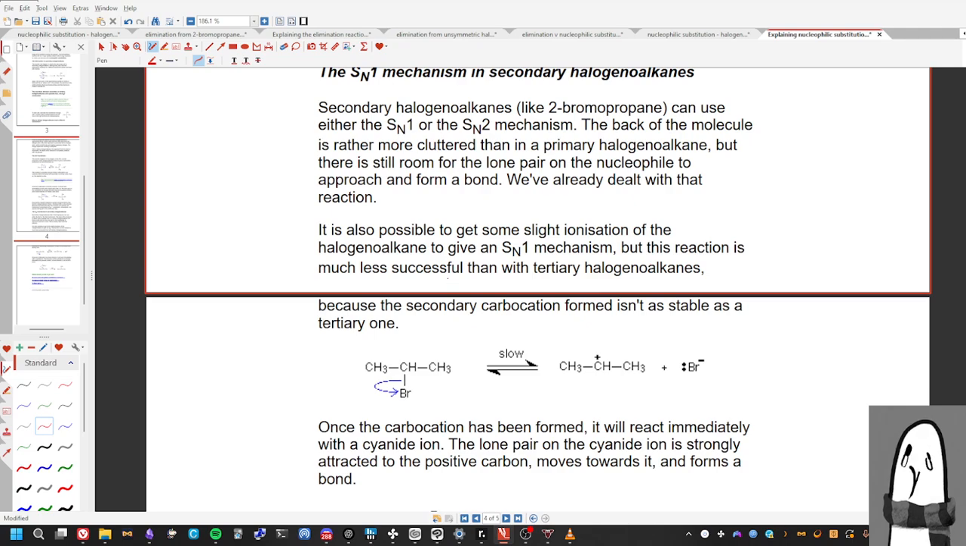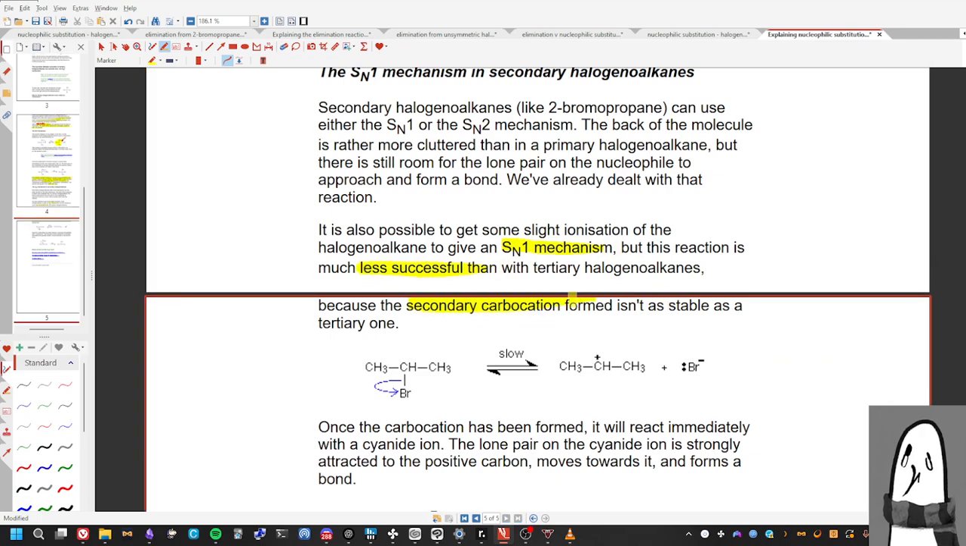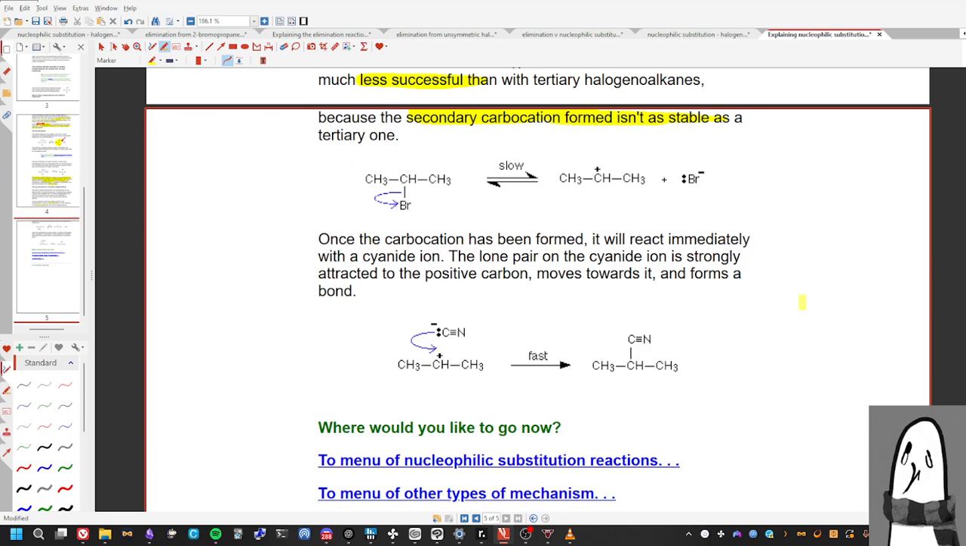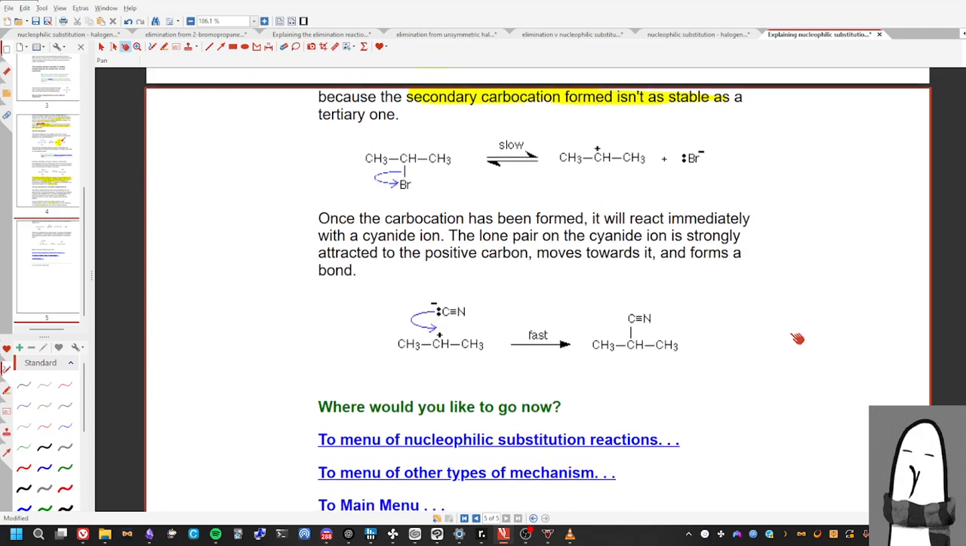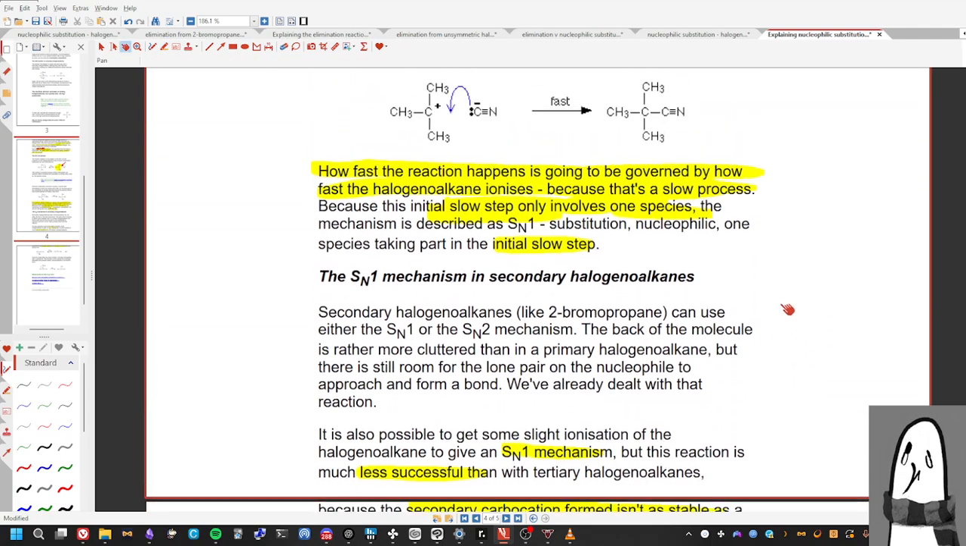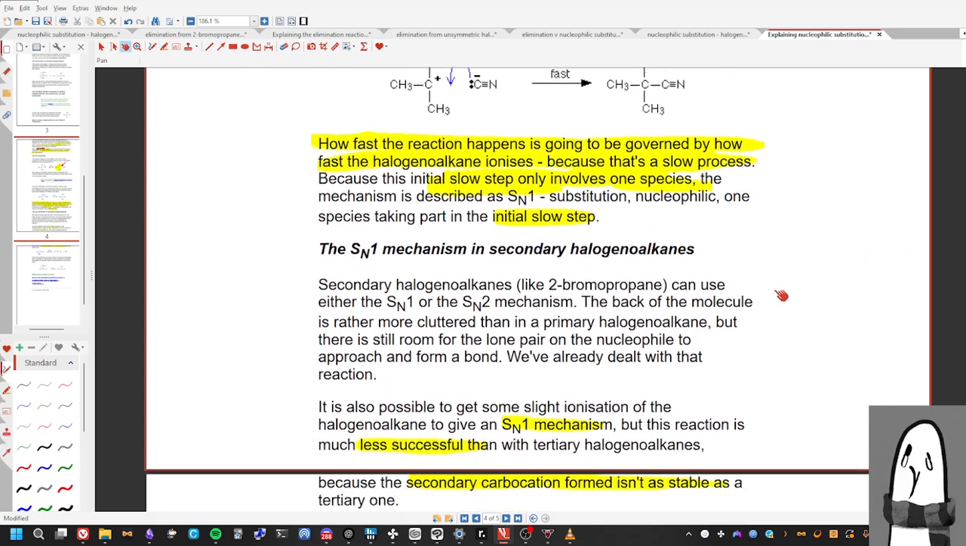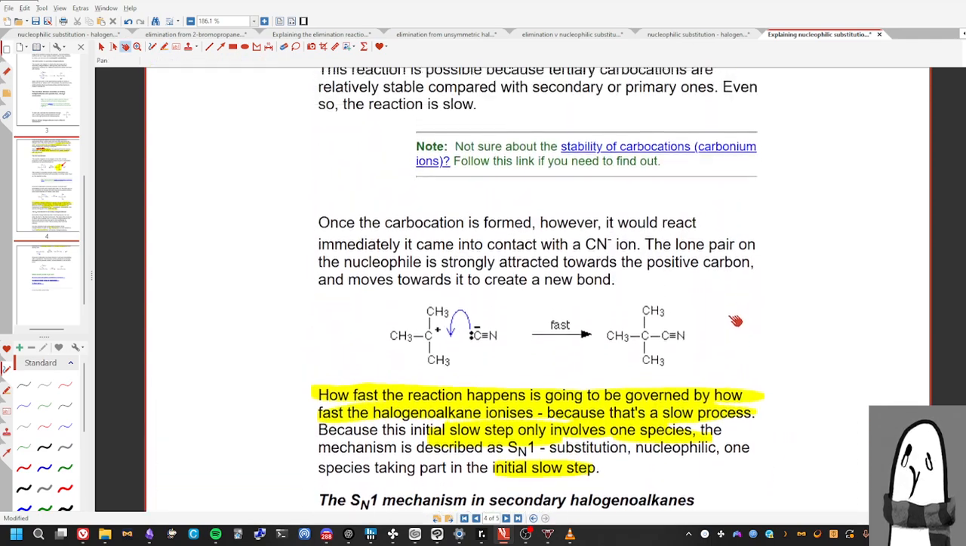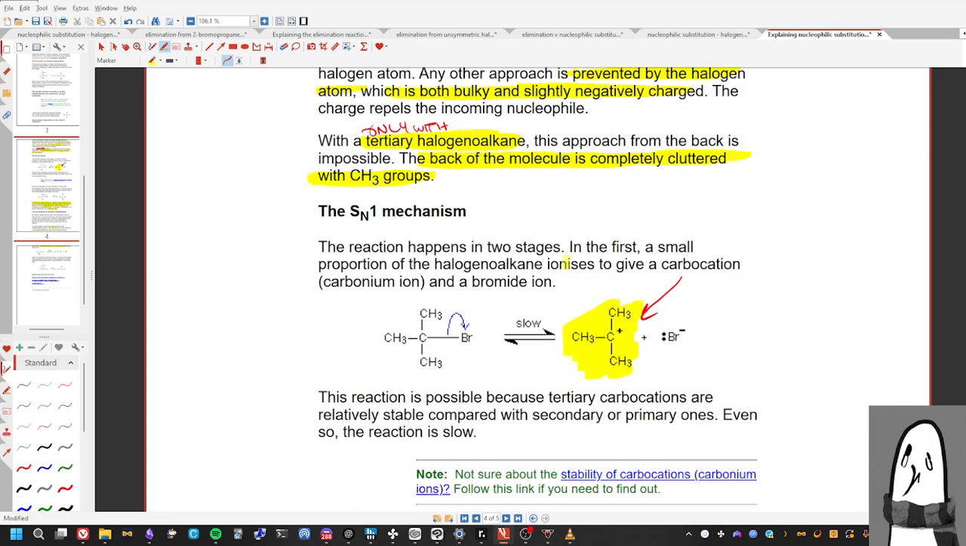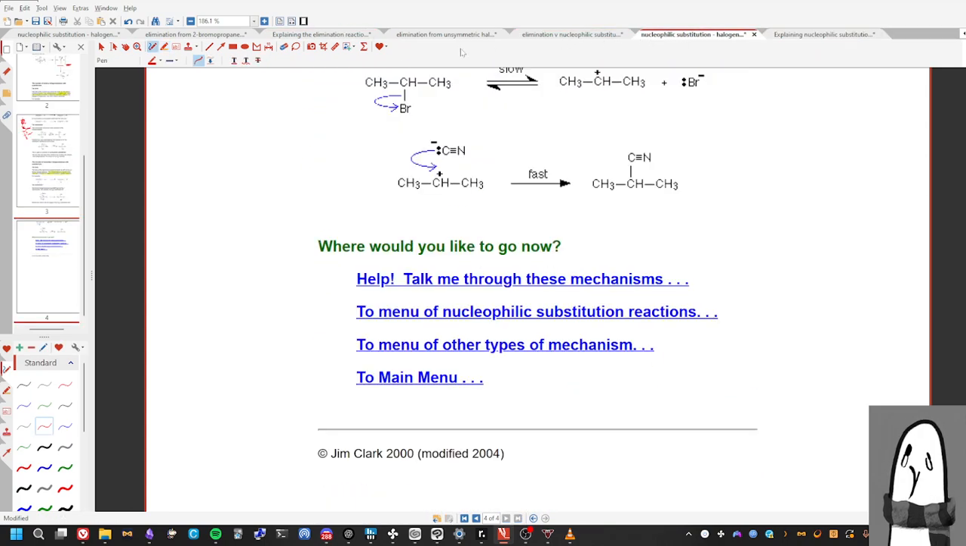Because, this is important, the reason why the SN1 mechanism is less successful is because the secondary carbocation ion is formed and it's not as stable as the tertiary one. And once the carbocation ion is formed, it will react immediately with a cyanide ion, as usual, forming a bond. Okay, well, I definitely learned that, made the connection between carbocations and the thing that we learned today. So I'm glad I actually read through this.